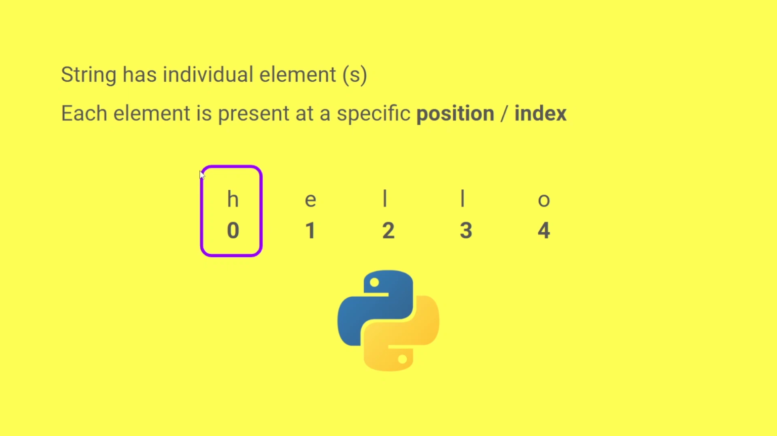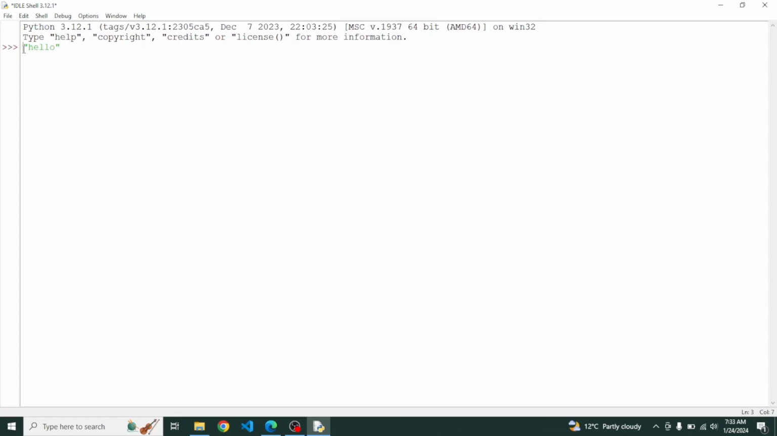So let's just say our goal is to select this H, which is the first element present at 0 index from this entire string. Let's see how we can do that. So we have the same string, hello, and our goal is to select the first element, the H, which is at 0 index. So after the string, you will add square brackets, and inside the square brackets, you have to write the index of the element that you want to select. So if I write 0, hit enter, it gives me the first element, which is H.